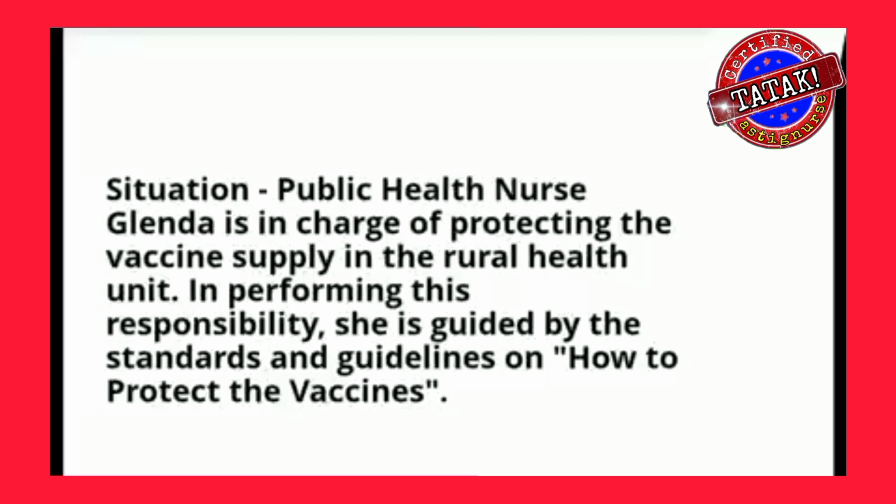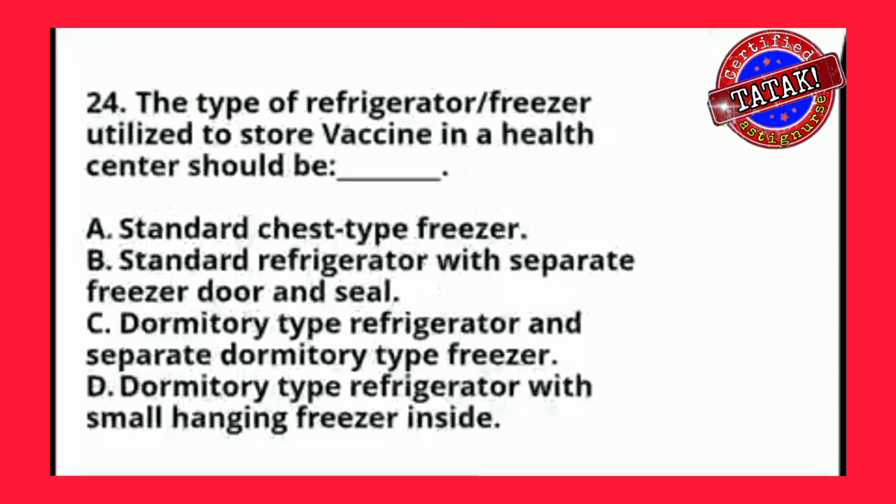Okay, so question number 24. The type of refrigerator or freezer utilized to store vaccine in a health center should be A, standard chest type freezer, B, standard refrigerator with separate freezer door and seal, C, dormitory type refrigerator and separate dormitory type freezer, and letter D, dormitory type refrigerator with small hanging freezer inside.